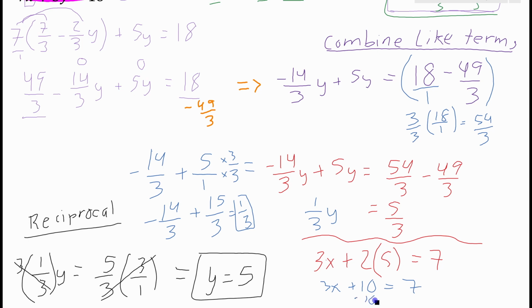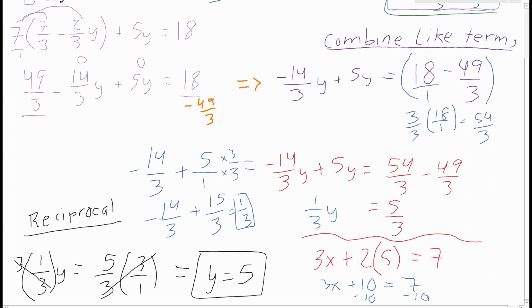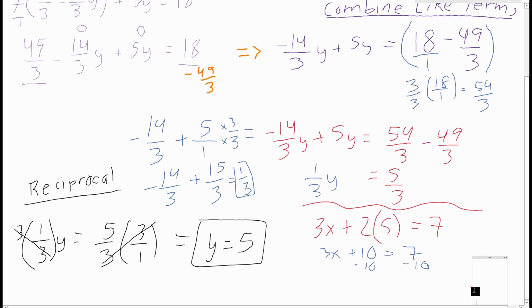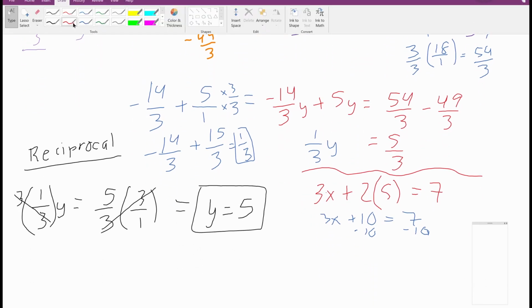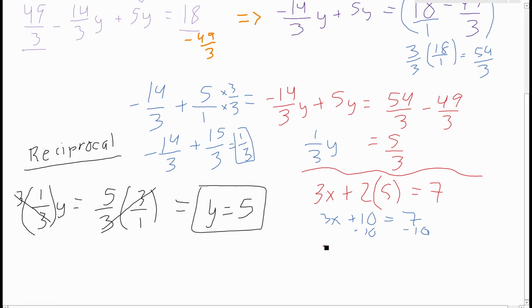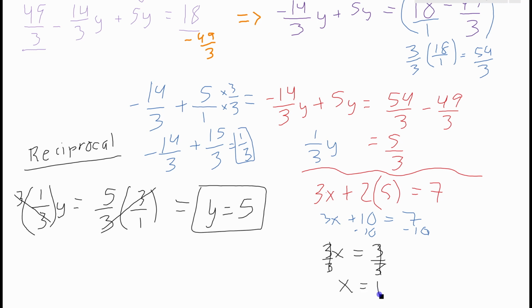We're going to subtract 10. And then from here, we're going to end up with 3x equals 3. And we're going to divide by 3. And we're going to end up with x equals 1. Now our ordered pair is 1, 5. And this is our answer. This is the x value, and this is the y value.